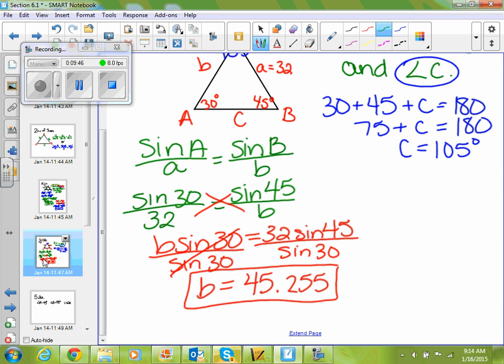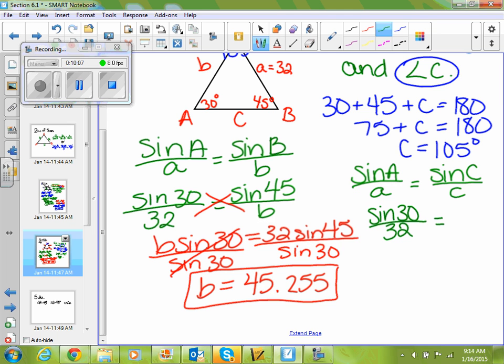To find side C, I'm going to use the similar formula, law of sines. So sine of A over A equals sine of C over C. Sine of A is sine of 30. A is 32. C is 105, so sine of 105. And we don't know side length C.